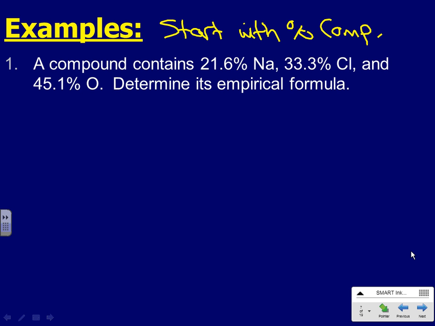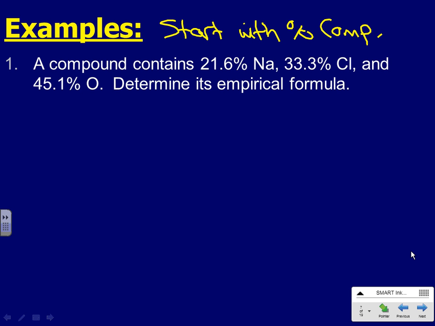Ultimately, I need to find moles. I need to find how many moles of sodium are in this thing, how many moles of chlorine are in this thing, and how many moles of oxygen. And I'm not talking about chlorine gas. I'm talking about chlorine atoms, right? That's what that number represents in the formula. I cannot take a percentage and turn it into moles because I don't have a conversion factor that converts percent into moles. What can I turn into moles? What can I start with and end up with moles? Because that's what I need.